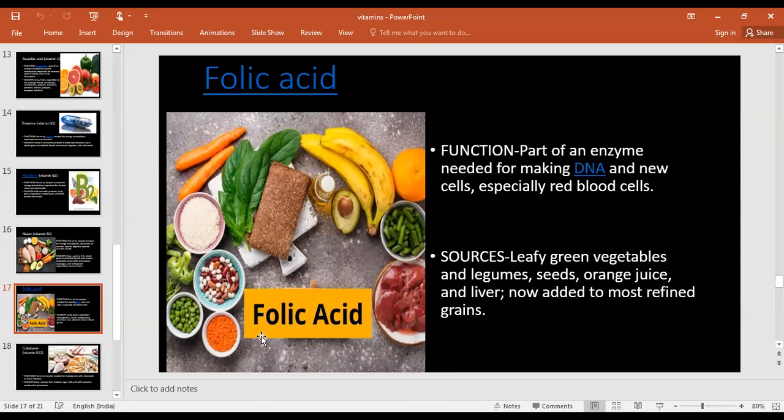Megaloblastic. Manish Kumar. मनीष म्यूट करो अपने आप. भाई म्यूट करना. What is this behavior, Manish? Okay, so I am moving to the next slide.